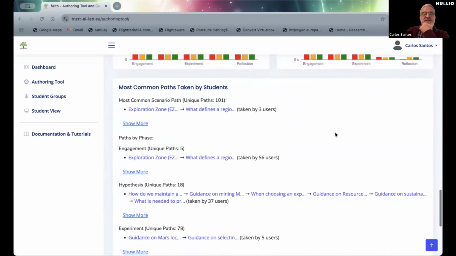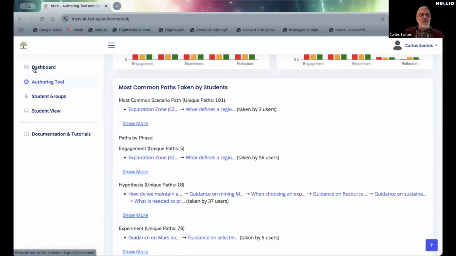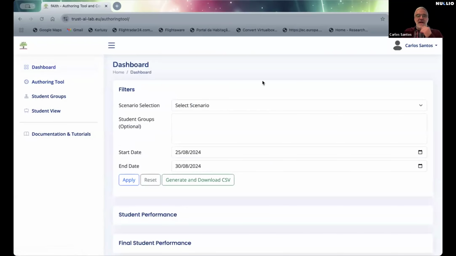But for instance, I'll go back to these paths that are talked about here. Basically, you can see the paths that the students took while doing the scenario, and I will show it right away. So when you log in, you are here.